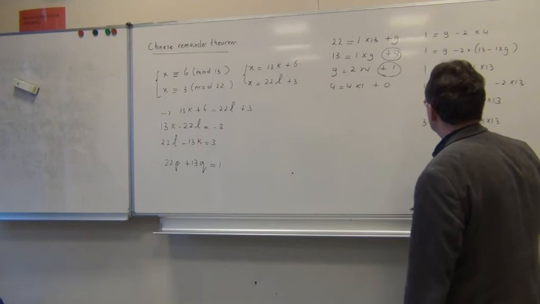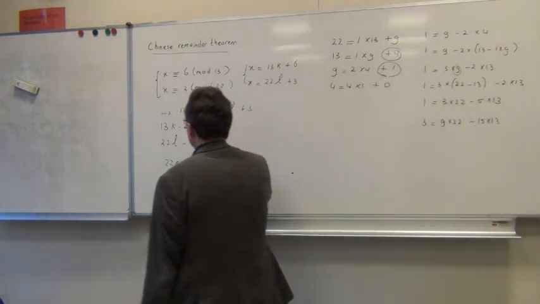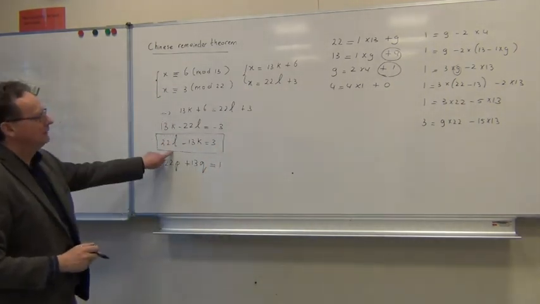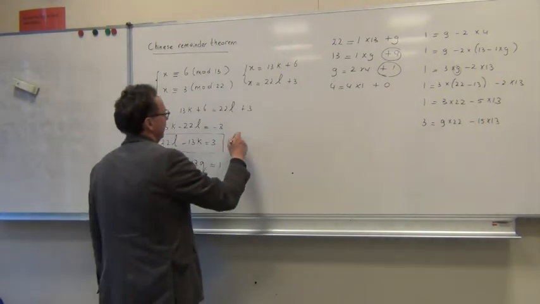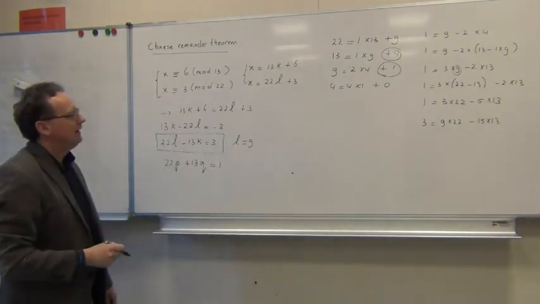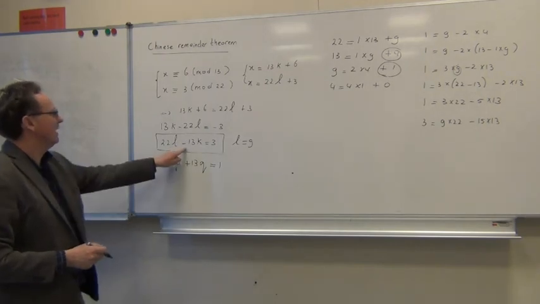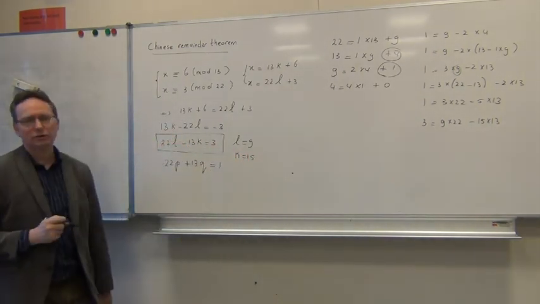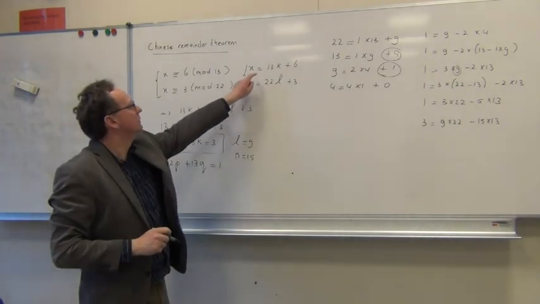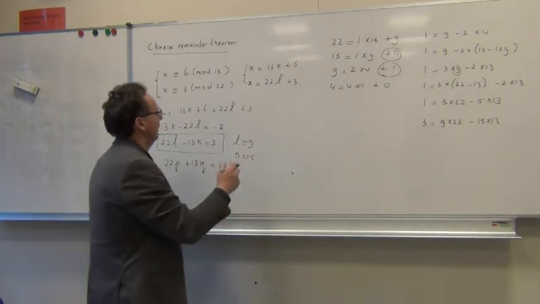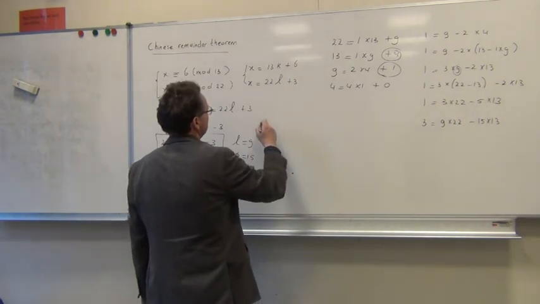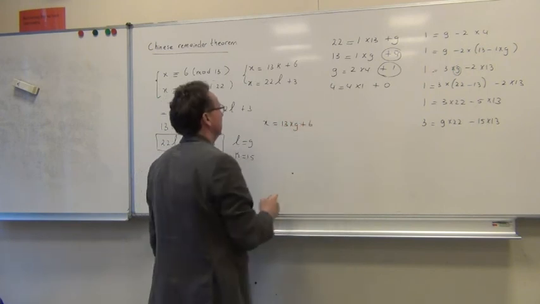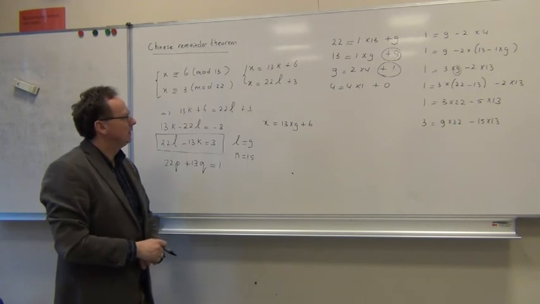And now let's see what we are looking for. We're looking for this one. So if you take 22 times 9, so if you take l as 9, and then minus 15 times 13, so if you take k as 15, then the equation is solved. In other words, our x value can be found by taking 13 times 9 plus 6, so that's 123.